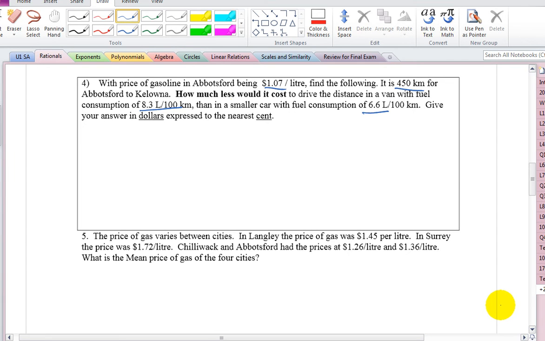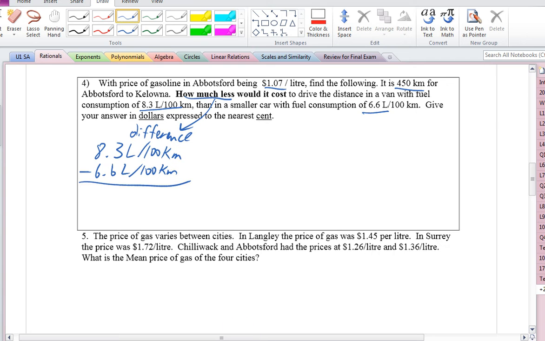So a couple things. How much less? Find the difference. Okay, so what we're going to do is you can find the difference at the end or at the beginning. We're going to find it at the beginning. So we're going to take 8.3 liters per 100 kilometers, and we're going to subtract 6.6 liters per 100 kilometers.